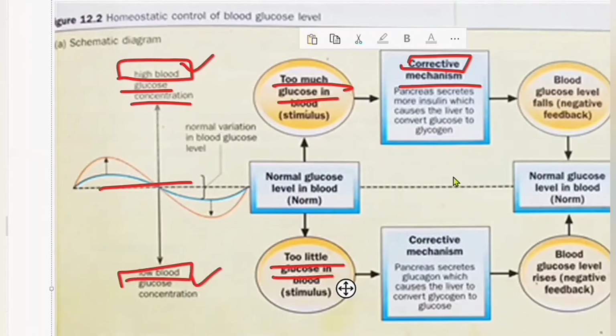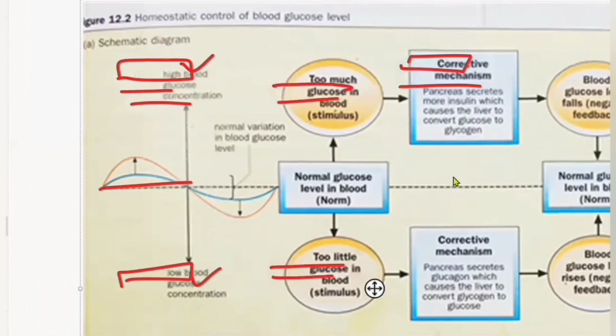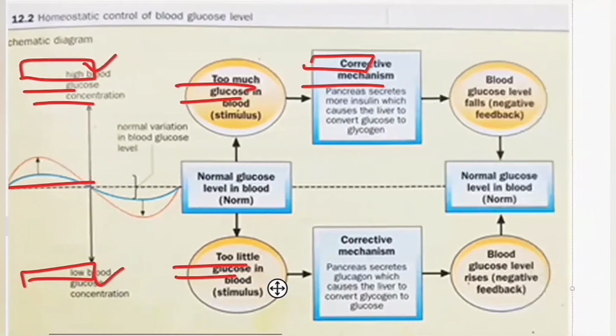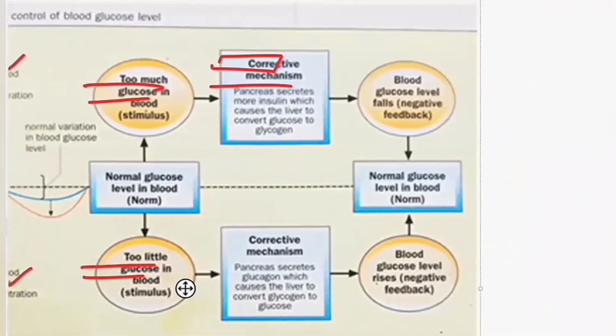Where is it stored? In the gallbladder? No. Glycogen is stored in the liver and it is stored in muscles, right? And the blood glucose concentration is brought back to normal. If there is low concentration, you have studied this, Amna, in hormones, right? If there is less concentration, tell me what will happen. Too little concentration will activate the corrective mechanism, right?